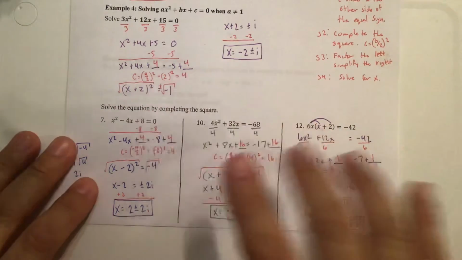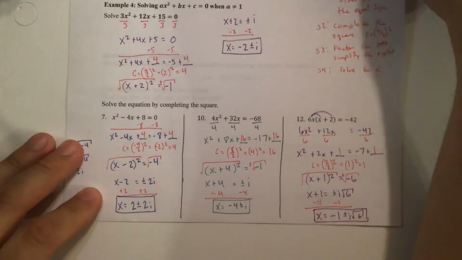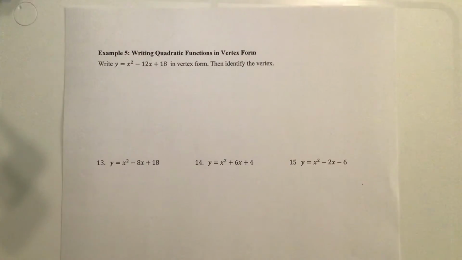Now this would be it for the day 1 notes, but I'm going to go ahead and finish the day 2 notes along with this because it's fairly short. So another thing you need to know how to do is to complete the square to write it in vertex form.